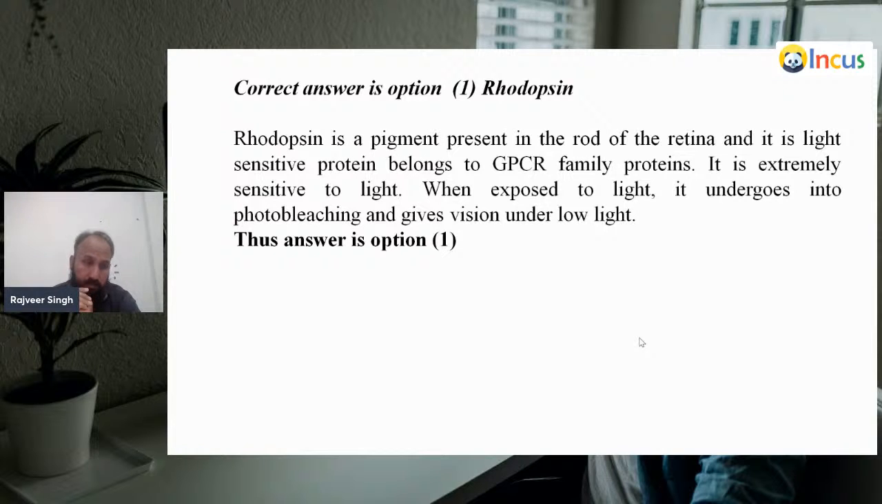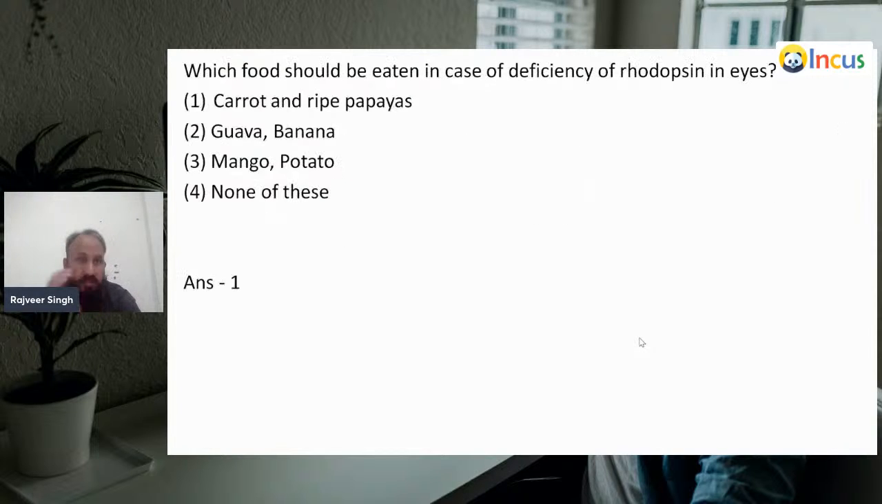Answer will be rhodopsin. Next one: which foods should be eaten in case of deficiency of rhodopsin in the eye? Carrot, ripe papaya? Absolutely, the answer will be first, because we know very well: if I ask you what is the source of vitamin A, definitely your answer will be carrot and ripe papaya. Guava and banana are not rich sources of vitamin A, so this option will be eliminated. Mango, potato, yes, this is also absolutely eliminated. None of this is the right answer. Answer will be carrot and ripe papaya.